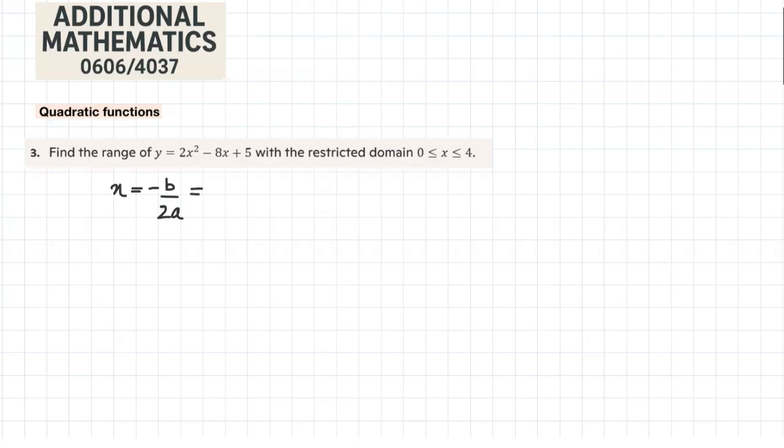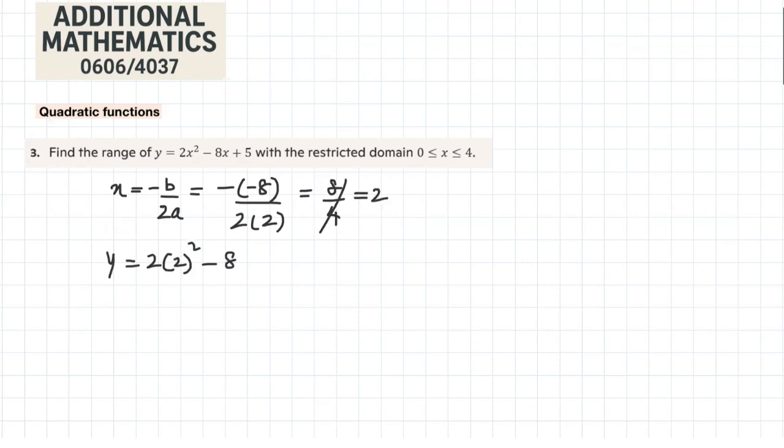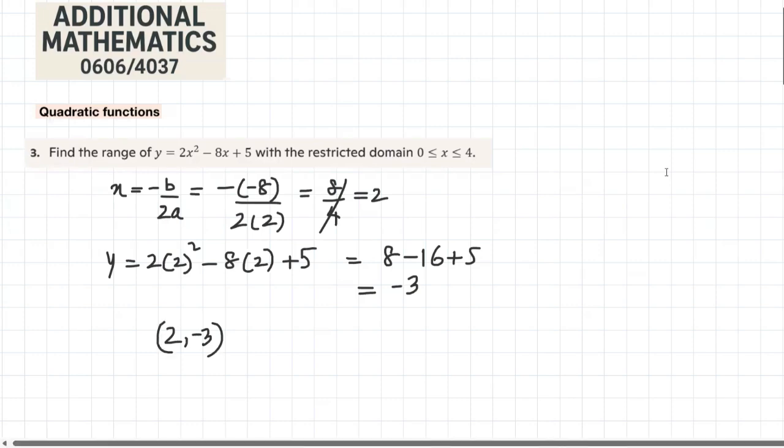So this is going to be negative minus 8, because b is negative 8, over 2 times a. It's going to be 8 divided by 4, so that's a positive 2. Let's get the y value. So 2 times 2 squared minus 8 times 2 plus 5. It's going to be 4 twice is 8, minus 16, plus 5. So this is going to be negative 3. So (2, -3) is the coordinate of the vertex.